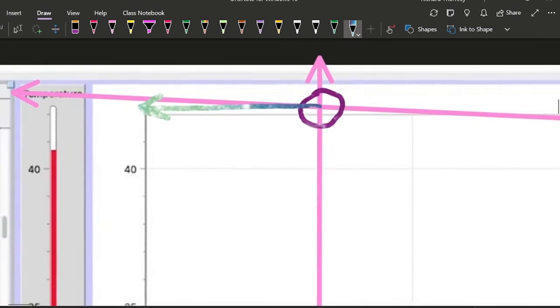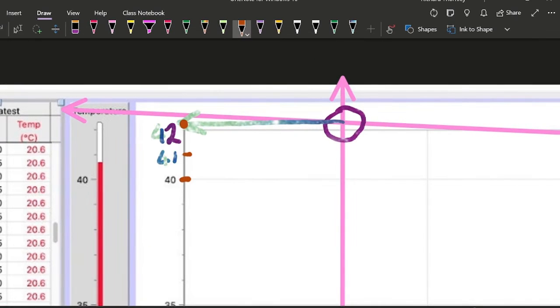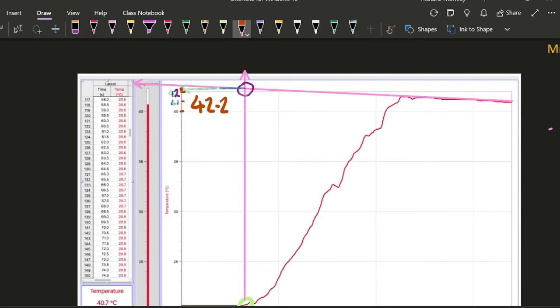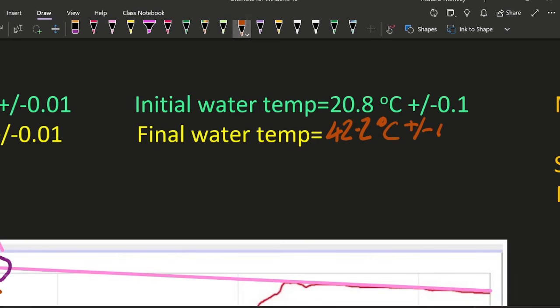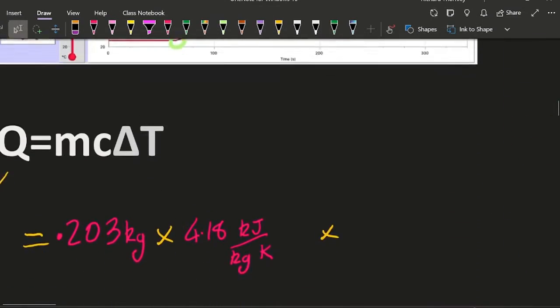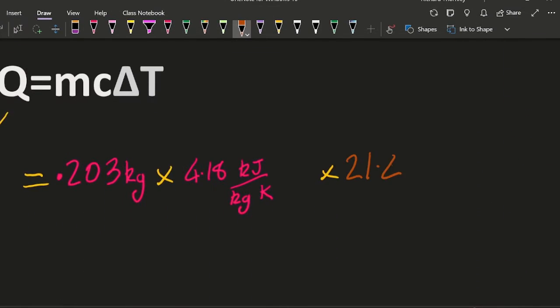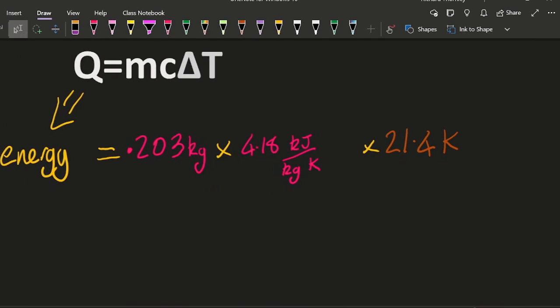So let's zoom in a bit more. I would say that's 42.2 is my final temperature, accounting for that extrapolation. So 21.4 degrees C. 21.4 degrees C. I'm going to put Kelvin. Hold on. Aren't I supposed to add 273? And no, it turns out that a 21.4 Kelvin difference in temperature is the same as a 21.4 degrees C difference in temperature. So no problems there.